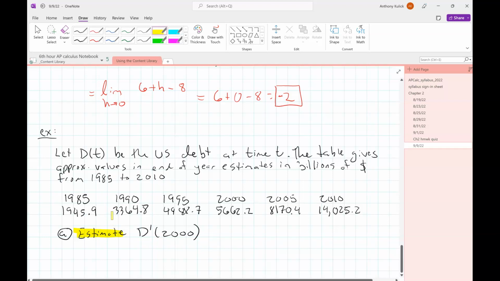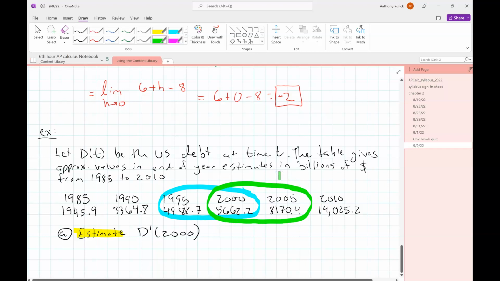Can I calculate D prime of 2000 precisely? Can I get that instantaneous rate of change from the information I'm given? No. I'm just going to be able to create an estimate. What's going to be the best estimate I can create? I'm going to look at these two average rates of change and then take the average of those. Is everybody okay with that plan? Very similar to things that we did in 2.1 and 2.2, right?